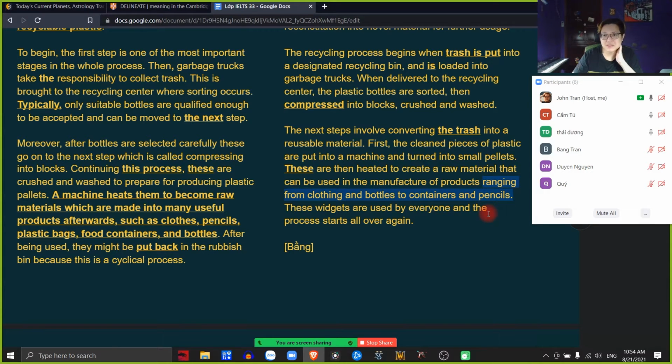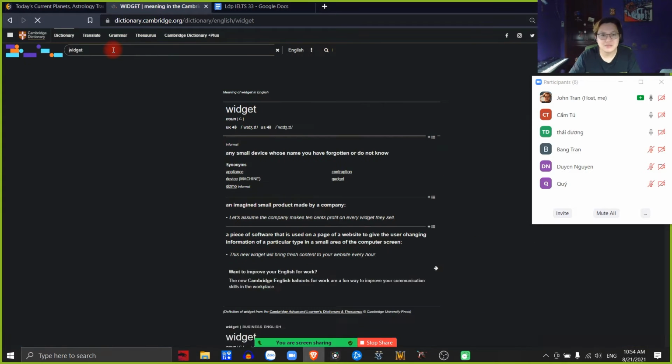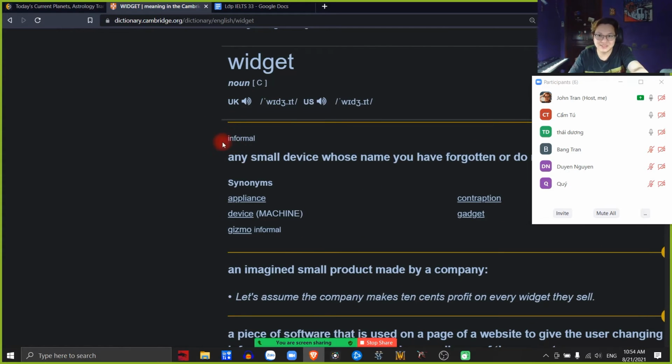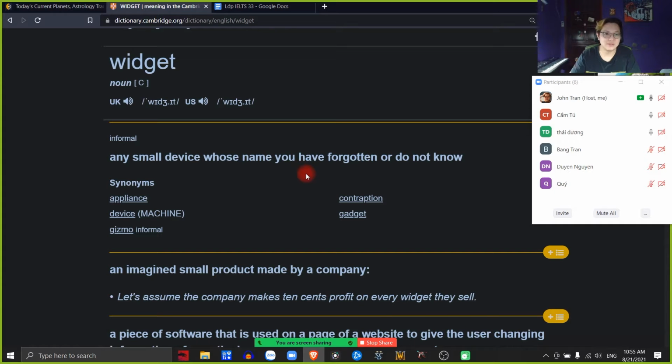This one sounds good. It sounds like a fairly good writing style. These widgets. What is widgets? Sorry, I don't use these words, so I don't know. Is it gadgets? Widgets are informal, you see. Any small device whose name you have forgotten or do not know.